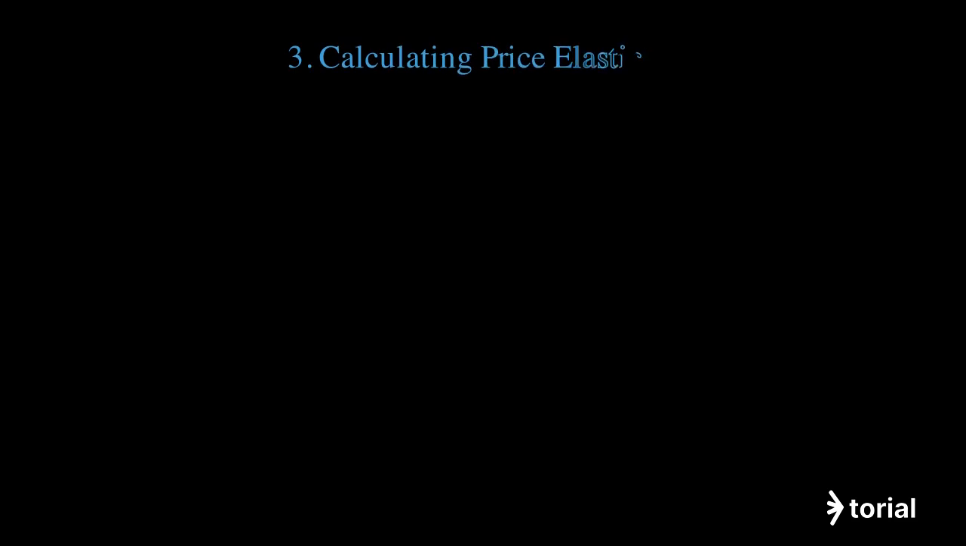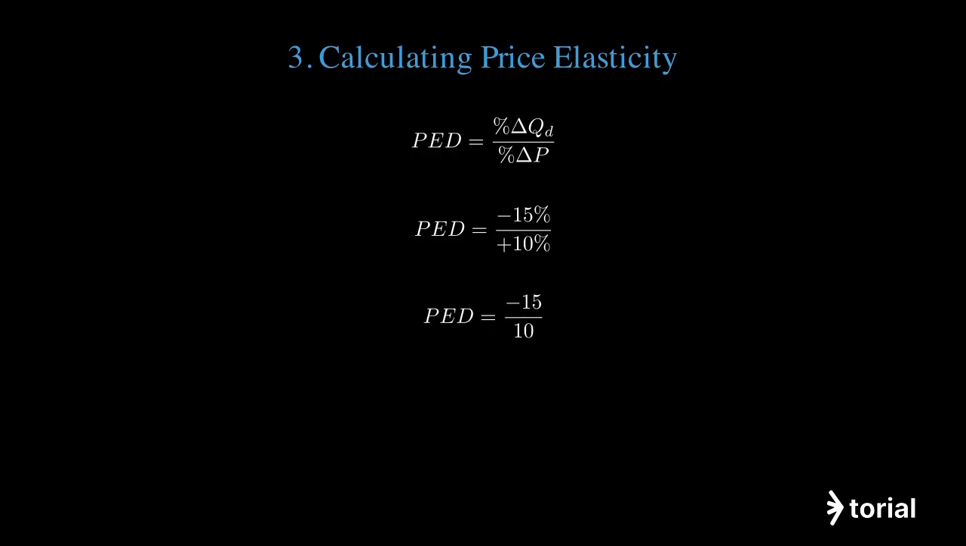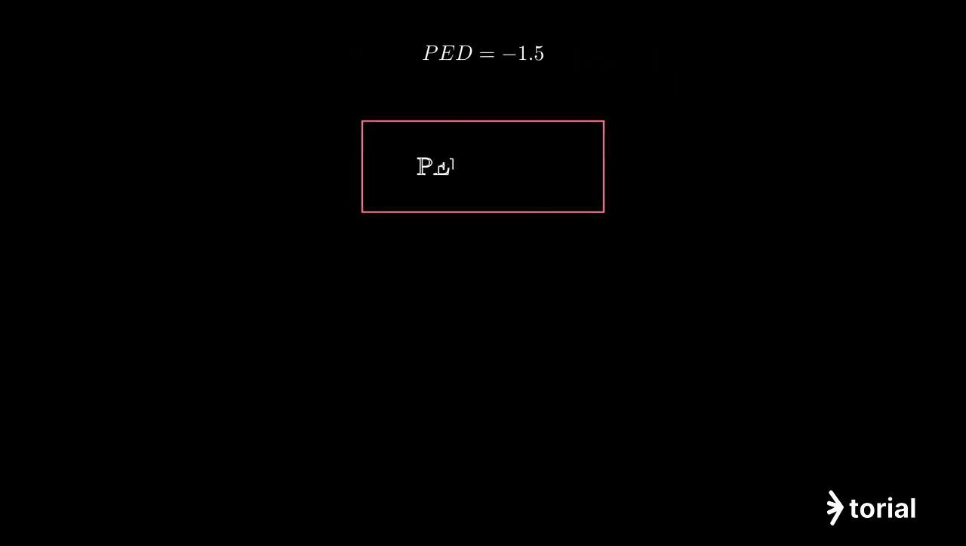Now let's plug these values into our elasticity formula. Price elasticity of demand equals percent change in quantity demanded over percent change in price. Substituting our values, we get negative 15% divided by positive 10%. We can remove the percent signs since they cancel out, giving us negative 15 over 10. This simplifies to negative 1.5. Our calculated price elasticity of demand is negative 1.5.